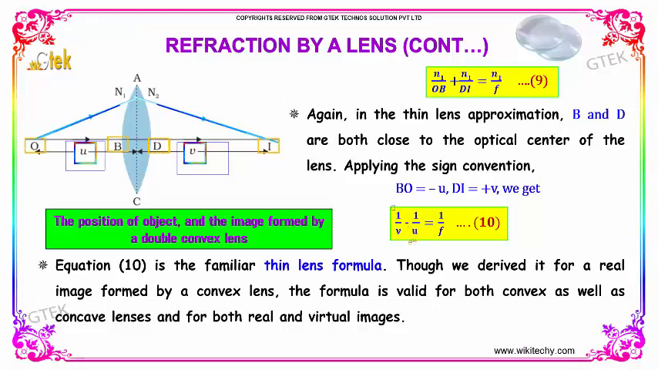So 1 by v minus 1 by u is equal to 1 by f. So this is the equation. Equation 10 is the familiar thin lens formula. We derived it for a real image formed by a convex lens. The formula is valid for both convex and concave lenses and for both real and virtual images.